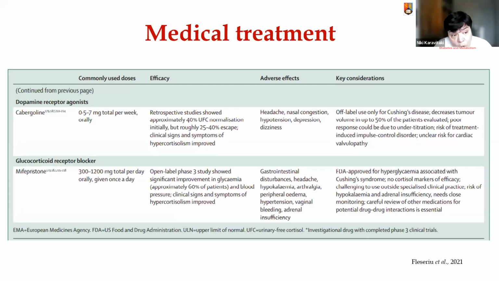Another medication is the dopamine receptor agonist. So we have data on cabergoline, in which retrospective studies again have shown normalization of the urinary free cortisol in around 40%, but a number of them escape later. We need to remember the side effects of cabergoline as a dopamine agonist that we use in prolactinomas as well. It is off-label use only for Cushing's disease.